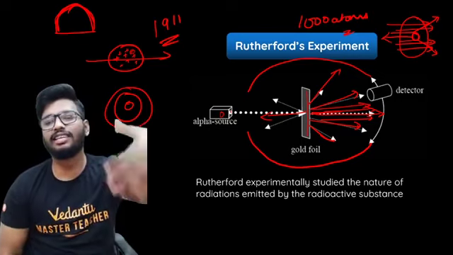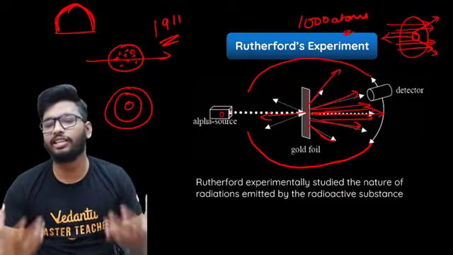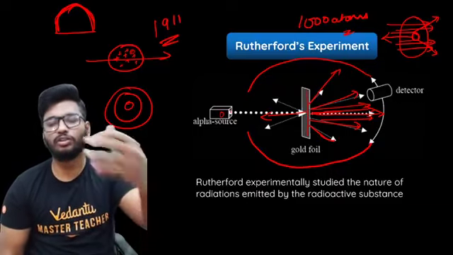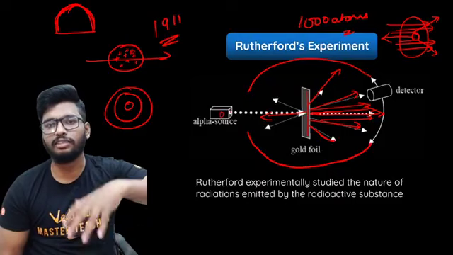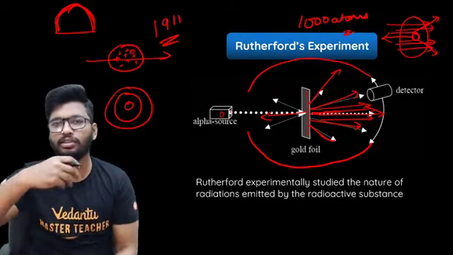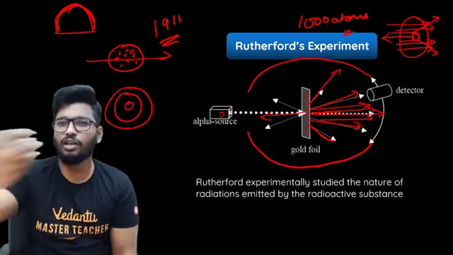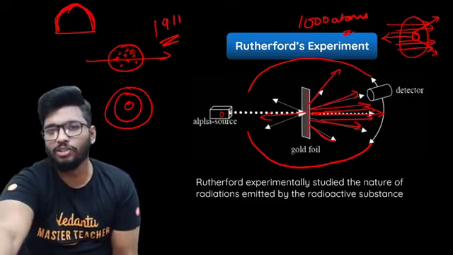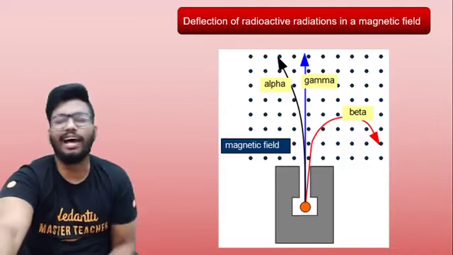All right, so this is how, guys, he studied the nature of radiations emitted by a radioactive substance. He was also able to understand that the alpha particles are positively charged. They were able to understand that because the positive will repel, so they were able to see that the particles were bouncing back, and some of them were getting deflected as well.